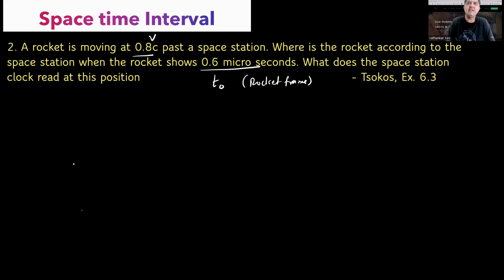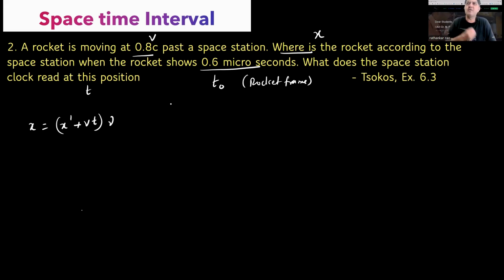Okay, what is he asking here? Where is the rocket? That means he is asking you what is the spatial coordinate and what does the space station clock read at this position? He is asking you the value of x, he is asking you the value of t also. Now usually when I want to find out the value of x, then I definitely have an equation like x is equal to x dash plus vt multiplied by gamma. This is what I have.